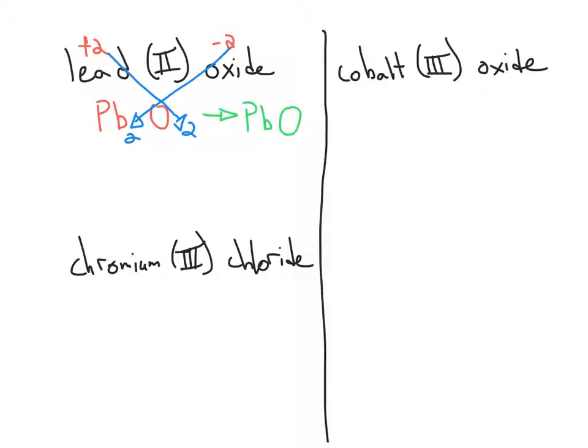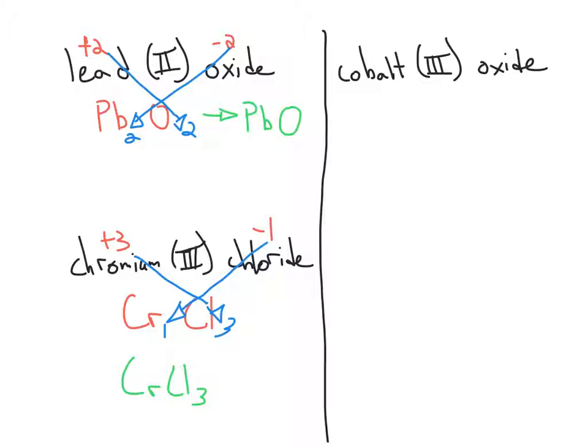Looking at chromium(III) chloride. Chromium 3, so it has a charge of +3, and chloride, or chlorine, which has a charge of -1. Chromium is going to have a symbol of Cr. Chlorine is Cl. We can do our crisscross. So our formula is going to become CrCl3.